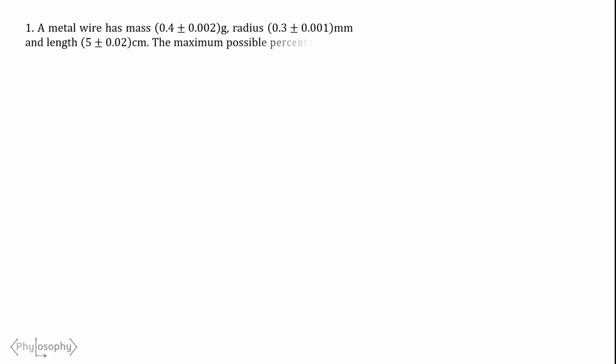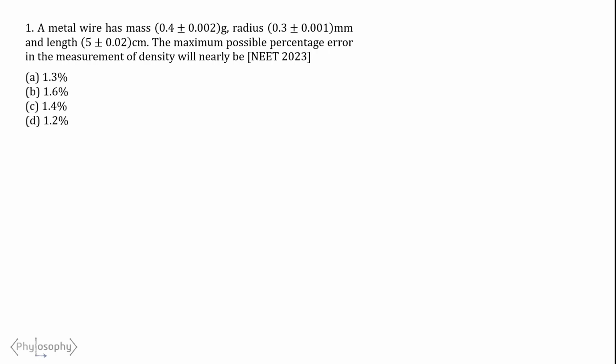So let's solve our first problem, which is: a metal wire has mass 0.4 plus minus 0.002 gram, radius 0.3 plus minus 0.001 millimeter, and length 5 plus minus 0.02 centimeter. The maximum possible percentage error in the measurement of density will nearly be, and 4 options are given.